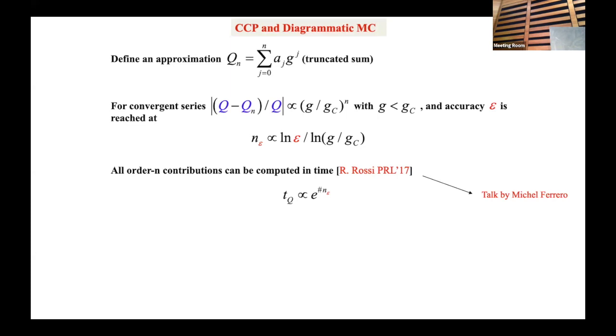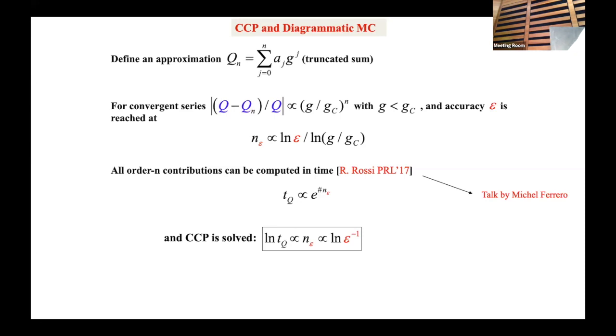Now with fast algorithms, well, Riccardo Rossi was kind of at the beginning of this revolution, the computation time scales only exponentially with the diagram order. And then you immediately see that you gain accuracy exponentially, but the time to get this accuracy is also exponential. So exponent versus exponent is a power law. So the only premise for all of this working requires that the series converge.